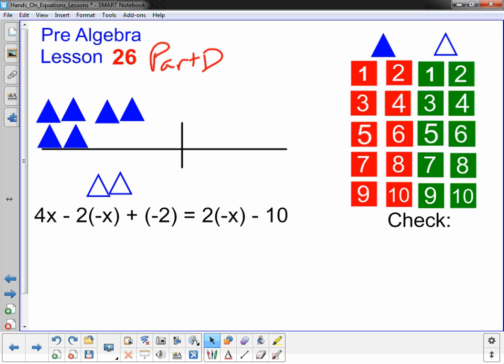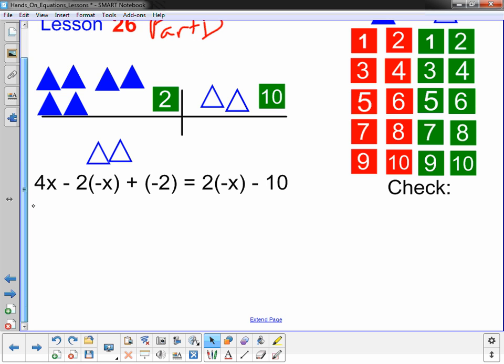Notice what happened when I did that. It actually added 2 to the problem. And then on the other side, I've got 2 of those again. And I have a minus 10, which is a negative 10. Okay, so that's our problem that we start with algebraically, or using the symbols.